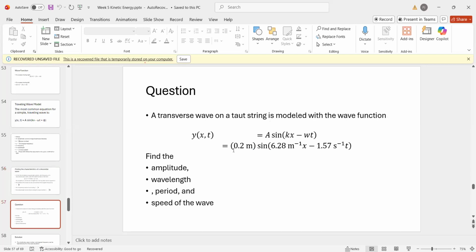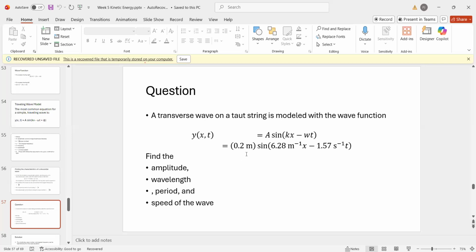So let's look at this question. A transverse wave model with a wave function. This is the general equation. So we have 0.2 meters times sine of 2.2 meters x, and 1.5 meters t. Now find the amplitude, the wavelength, the period, and the speed of the wave.